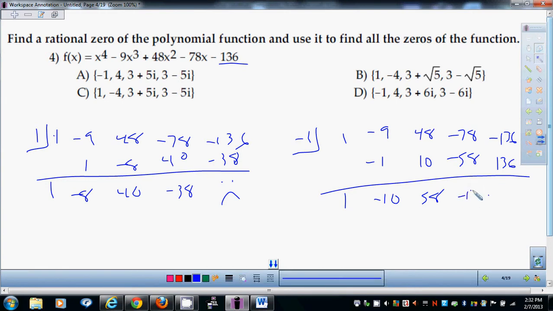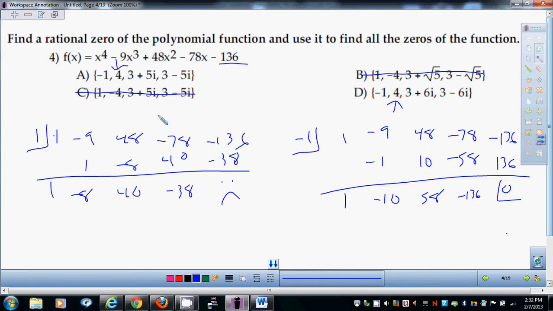Alright, we found one that works. So -1 works. We can cross off C and we can cross off B. They don't have a -1. Well, both A and D both have a +4, so I think I might just try +4 next.